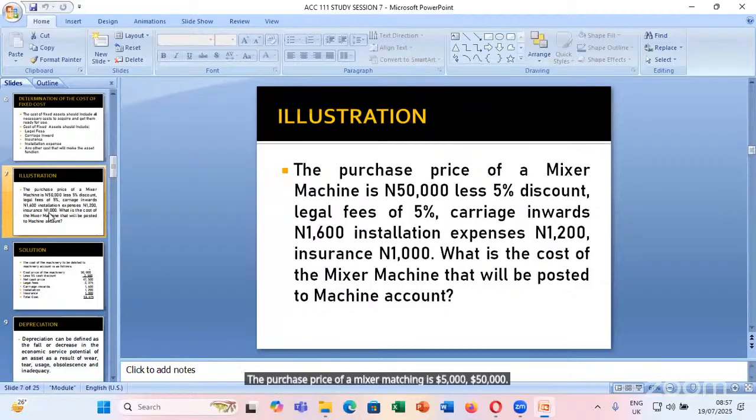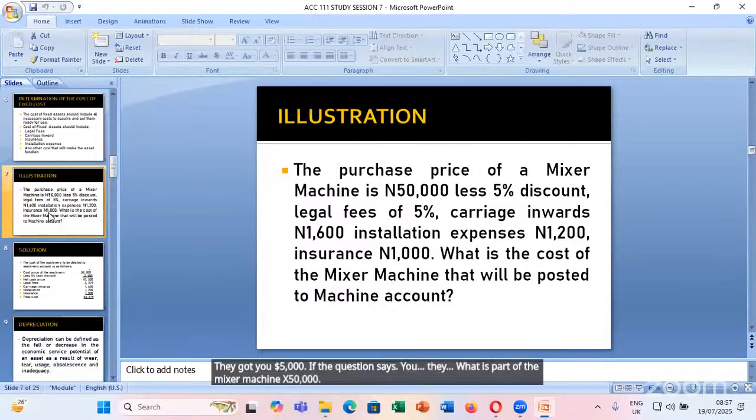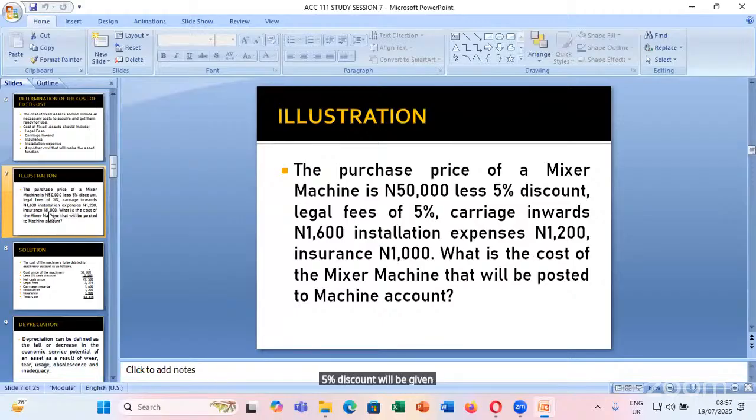Less 5% discount. Legal fee 5,000. If the question says the purchase price of the mixer machine is 50,000, 5% discount will be given if payment is made within 2 weeks. However, the purchaser made payment after 1 month. If you are given that clause in that question, how are you going to treat it?